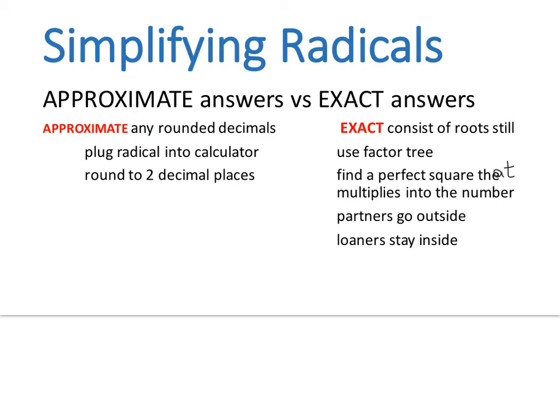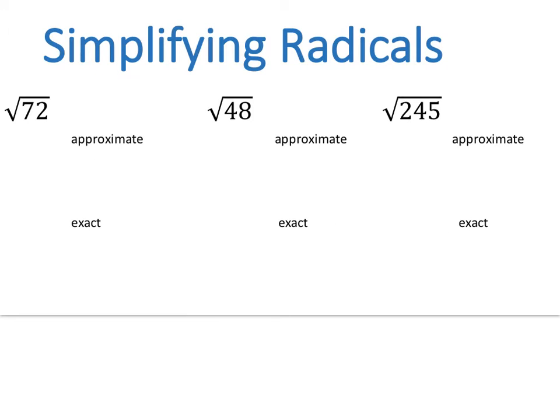This is where you use your factor tree. You're going to find a perfect square that multiplies into that number. And remember that your partners can go outside, but the loners have to stay inside. So what I want you to do is take a minute right now, and on your note sheet, fill in your first 12 perfect squares. So we're going to do 3 examples together.